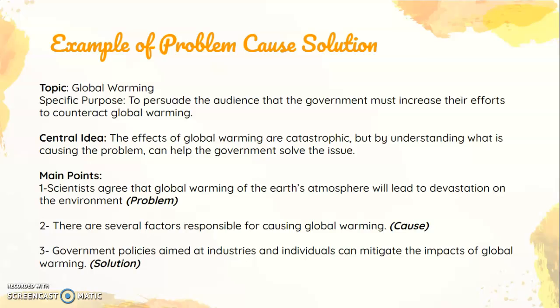And then number two are going to be the several factors responsible for causing global warming. So you give your data of what is that cause. And then your third and final point is your solution. So government policies aimed at industries and individuals can mitigate the impacts of global warming. So that is an example of organizing your speech as a problem, cause, solution. Why do we use organizers? Well, it's really simple, to organize our speech so that others can understand our thought process and get behind your argument.